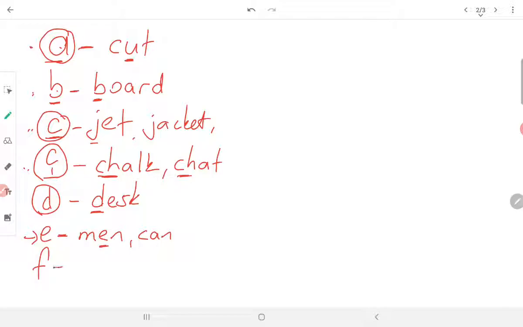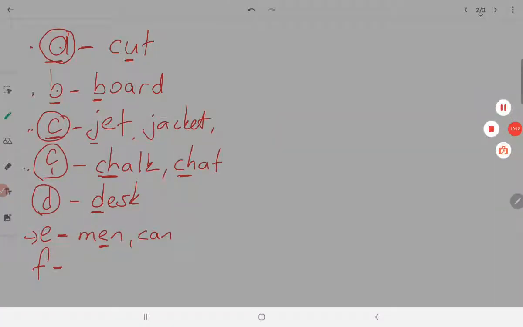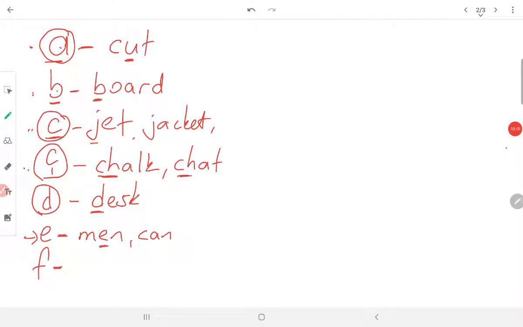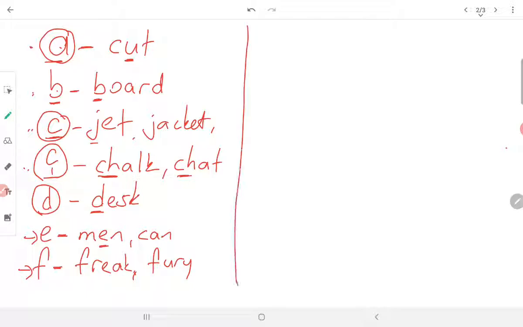Next, this is f sound, right? F sound. So this is f sound, fe, okay? Fe. Like when you say freak, right? Freak. Or fury. The same sound. All right. Let's move on to the other letters.